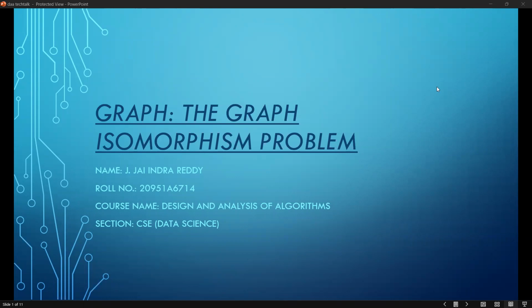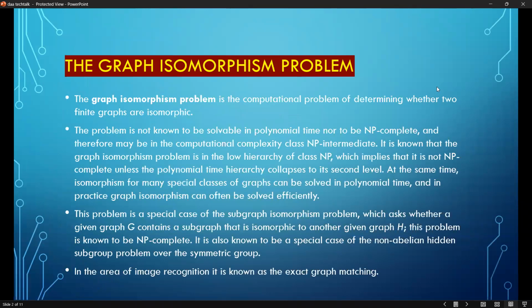In this video, I'm going to explain about the graph and the graph isomorphism problem. The graph isomorphism problem is a computational problem of determining whether two finite graphs are isomorphic. The problem is not known to be solvable in polynomial time, nor to be NP-complete, and therefore may be in the computational complexity class NP-intermediate.